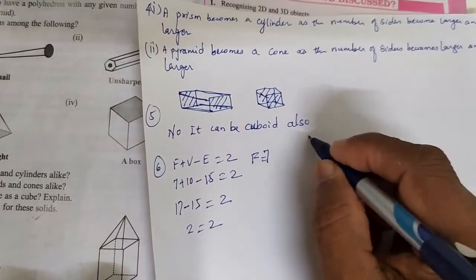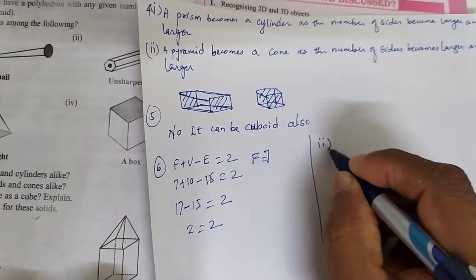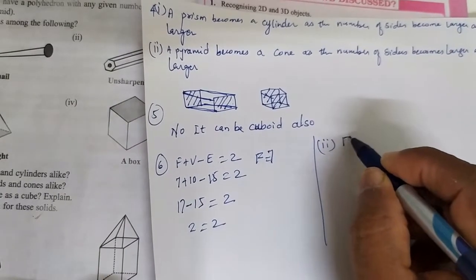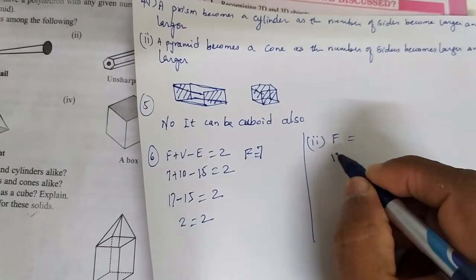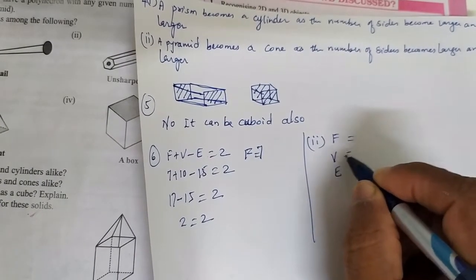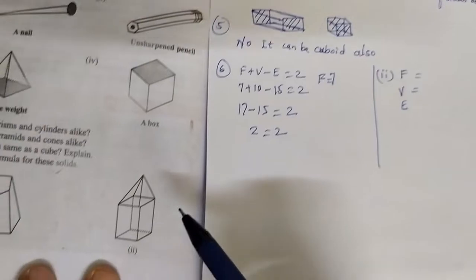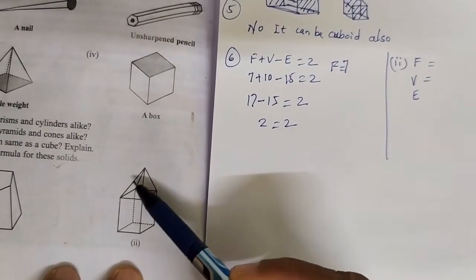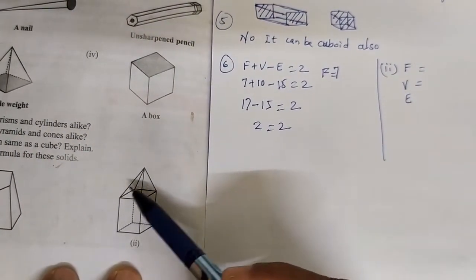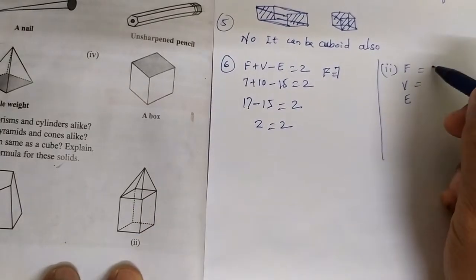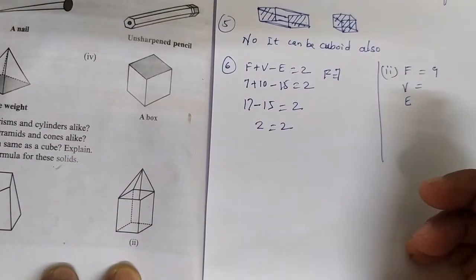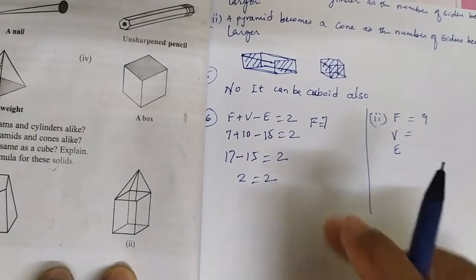How many faces are there for this second one? We'll write down the faces, vertices and edges first. How many faces? See, here there are 4 faces. 1, 2, 3, 4, and here there are 4 faces. 8 and 1, 9 faces. How many faces? 9.